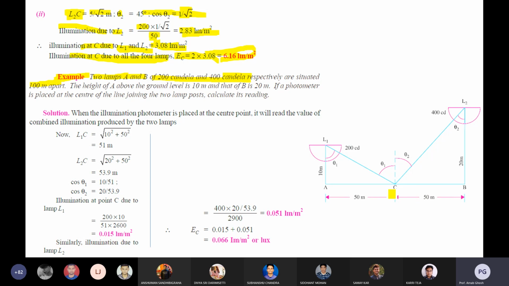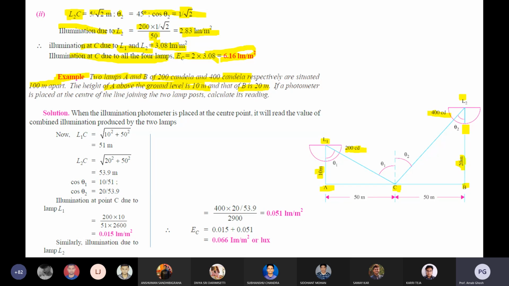Here you can see this point C is there, and two lamps L1 and L2. This one is 200 candle power and this is 400 candle power. The height is given as 10 meters. Ground level, A is 10 meters above and B is 20 meters above.